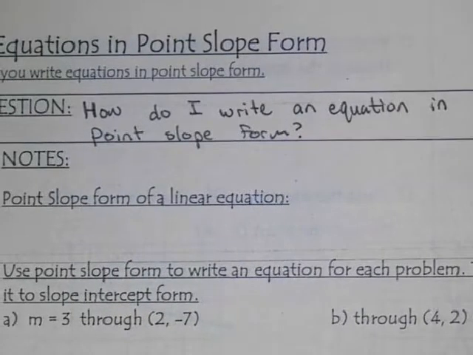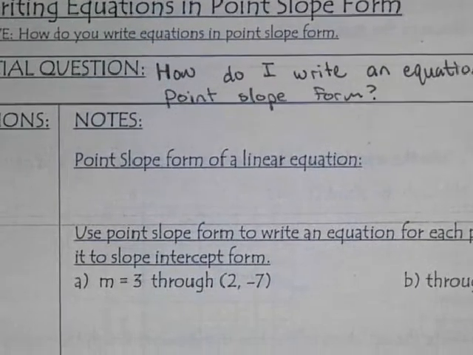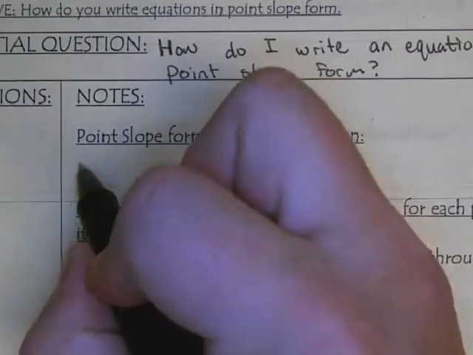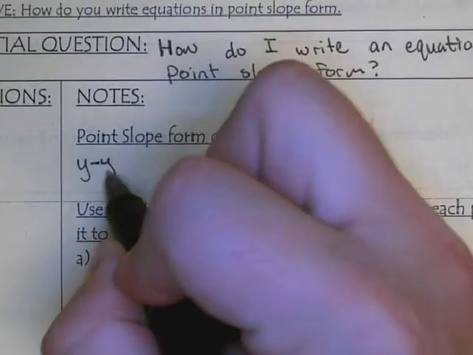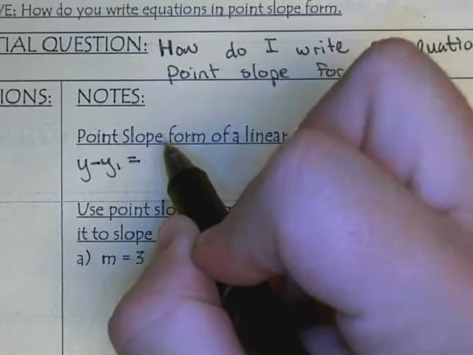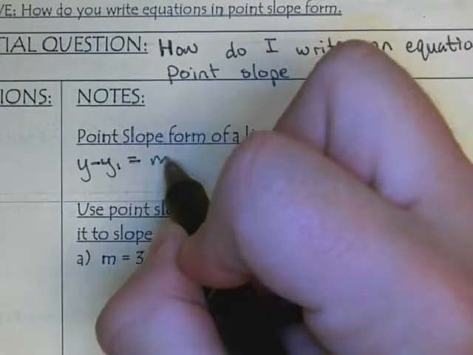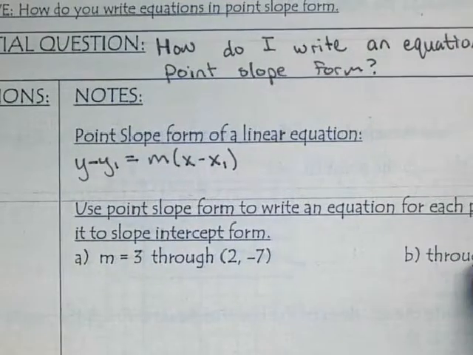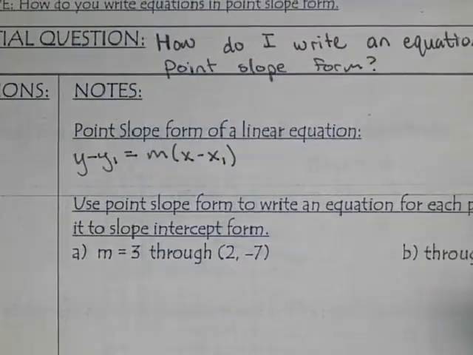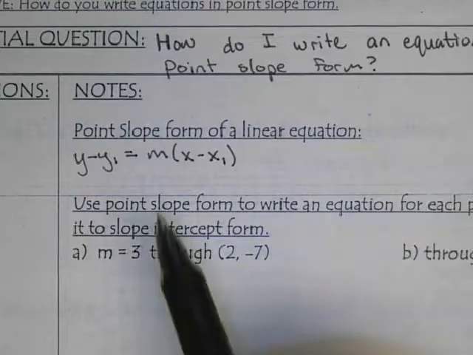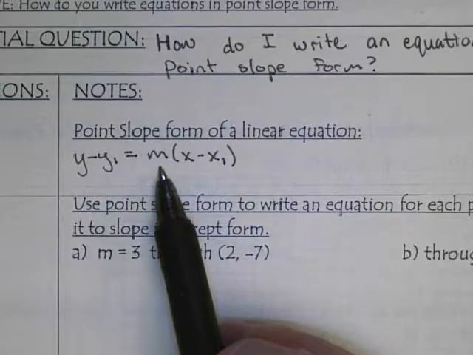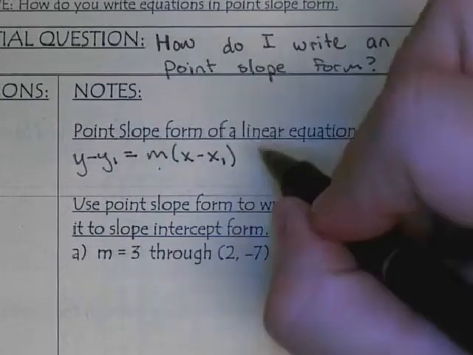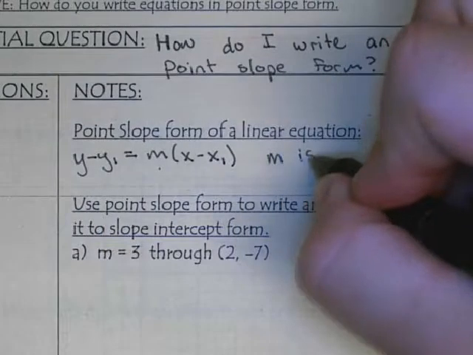Okay, so let's get our general form, similar to the y equals mx plus b, just a little bit different. But we'll have y minus y1 is equal to m times x minus x1. So this is our slope, m being our slope, and x1, y1 being a given point. So m is the slope.